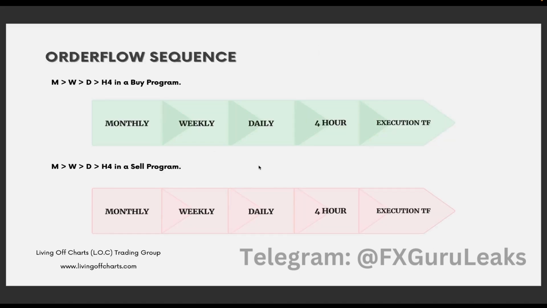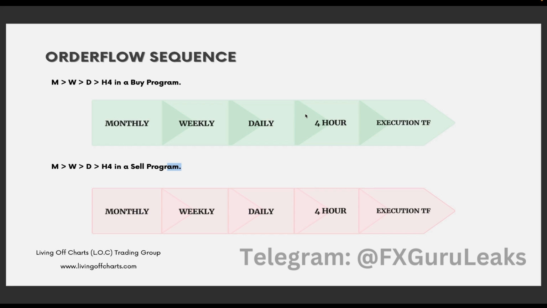Now, what you're looking at on your chart right here is an order flow sequence. How we confirm we're in a buy program and how we confirm we are in a sell program. If we are in a buy program, we're going to have the monthly, weekly, daily, 4-hour, all bullish. If we are in a sell program, we're going to have the monthly, weekly, daily, 4-hour, all bearish. Each one of these right here would be in a bullish scenario. What is that bullish scenario? As mentioned before, you would be in a reaccumulation phase from top down, the monthly, weekly, daily, and 4-hour.